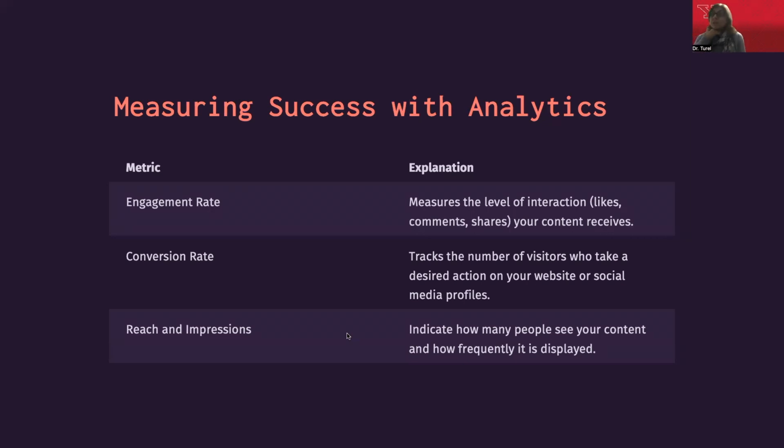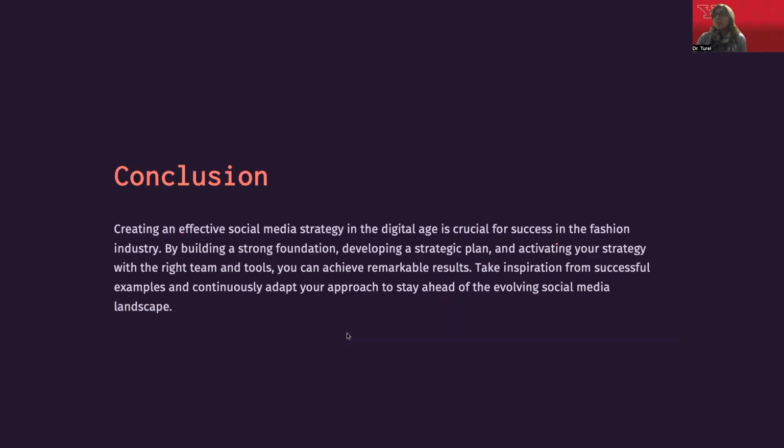These are some of the metrics you can use to measure your success. The engagement rate is the level of interaction, like likes, comments, shares of your content. Conversion rate is the number of visitors on your website or on your social media profiles. Reach and impressions, those are how many people saw your content and how frequently it is displayed. So those are some metrics you can look at to measure whether you are being successful.